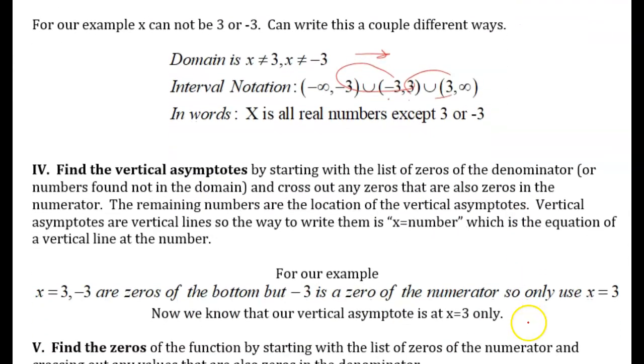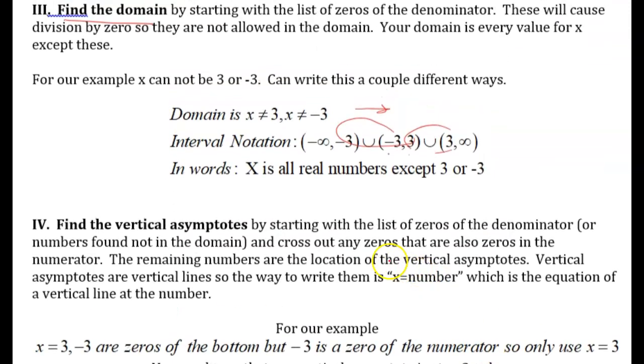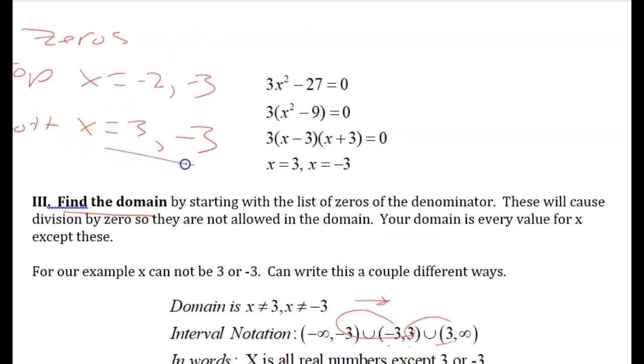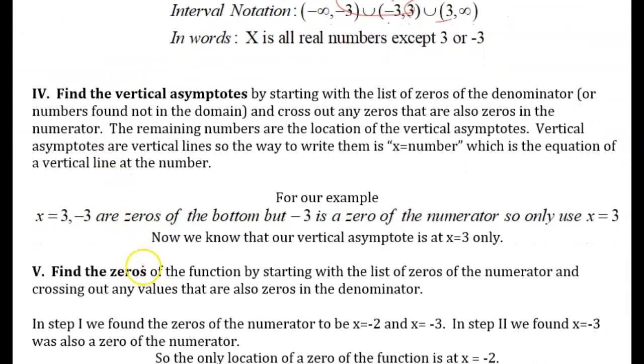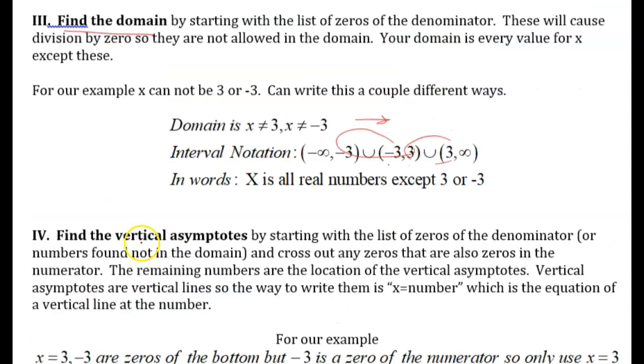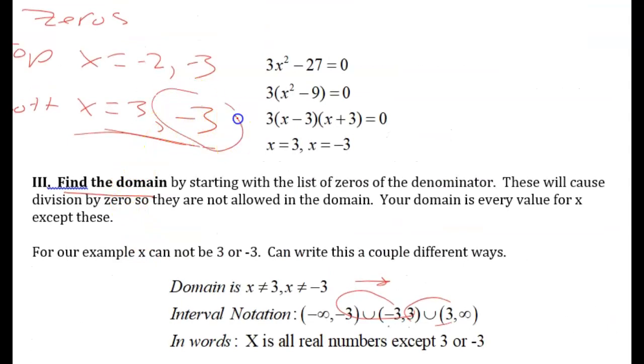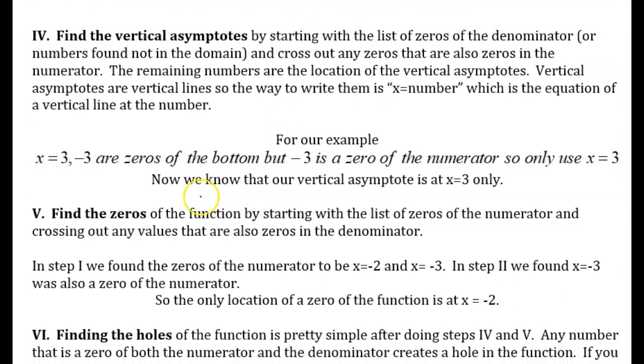Then I find the vertical asymptotes. I again look at this list of zeros of the bottom. That's potentially my vertical asymptotes, but they might not all be vertical asymptotes. The reason it might not be a vertical asymptote is if one of these shows up in two lists. Look at that. X equals -3 is the zero of the top and the bottom. That means it won't be a vertical asymptote, nor will it be a zero, but it'll be a hole. So I cross that out of my list of vertical asymptotes. I basically list all of the things that aren't in the domain, and I'll cross out -3 from my list of vertical asymptotes because it's also a zero of the top.